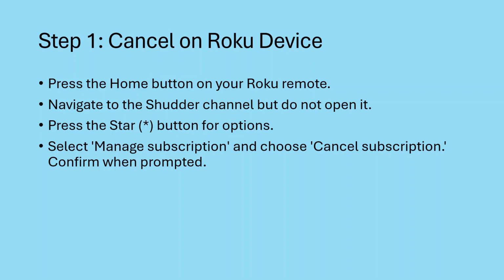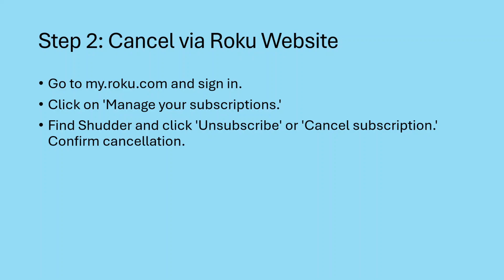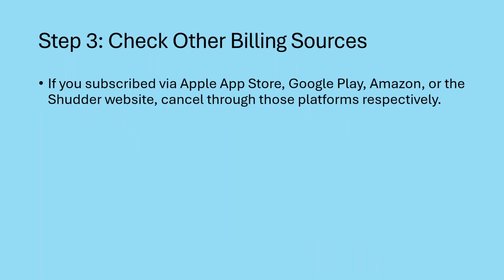Confirm when prompted. Another method is to cancel via the Roku website by going to my.roku.com and signing in. Click on Manage Your Subscriptions and then find Shudder and click Unsubscribe or Cancel Subscription. Then confirm your cancellation. You can also check other billing sources.